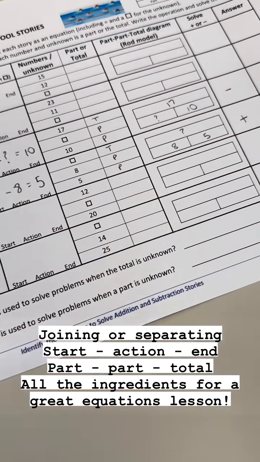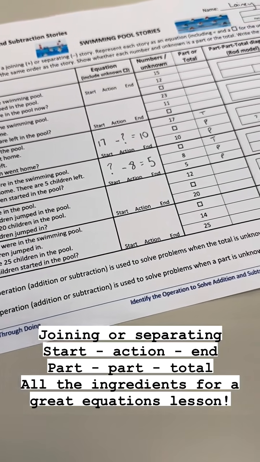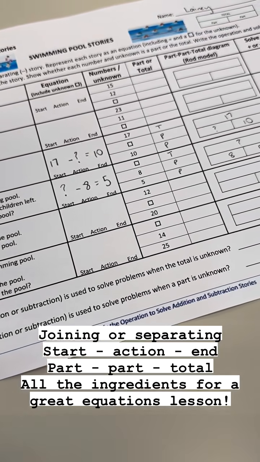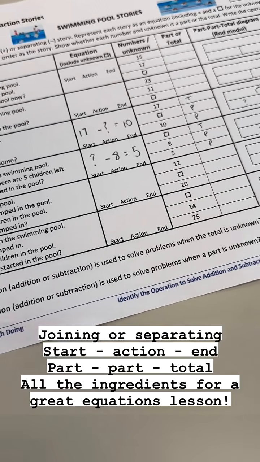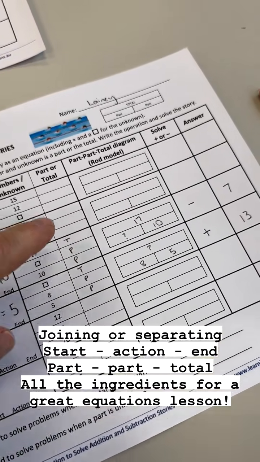And I love the end question here where they're saying which operation, addition or subtraction, is used to solve problems when the total is unknown. And the question below says, is used to solve problems when the part is unknown. So what do we mean by that?